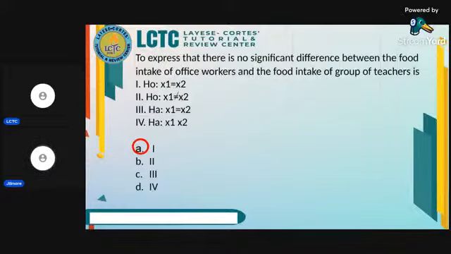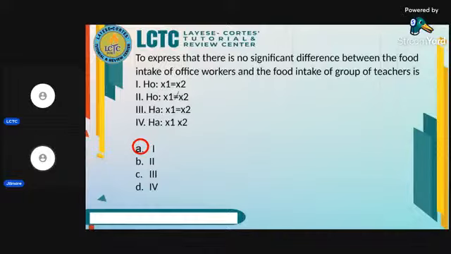To express that there is no significant difference between the food intake of office workers and the food intake of a group of teachers is, remember, no significant difference. It is stated in a negative form, automatic. You are going to look for the H sub O statement, H sub O, null hypothesis. Stated here, no significant, negative.